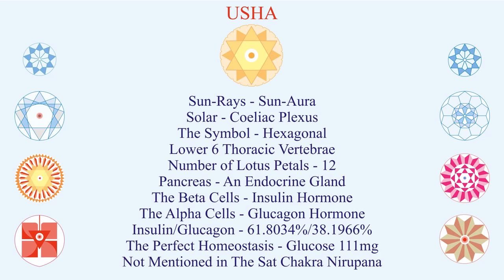Usha chakra has not been mentioned in the ancient texts, but I have brought it because it represents the sun rays, which are very powerful. Everybody knows that the sun is very powerful, but the effect of sun rays on human consciousness and life on earth is tremendous, and this center also plays with it. It is associated with the lower 6 thoracic vertebrae, and the number of petals is 12, and the endocrine gland is the pancreas, particularly beta cells and alpha cells, which maintain insulin and glucose balance to give perfect homeostasis of 111 milligram per 100 ml of blood. As I've said, it's not mentioned in Chakra Nirupana. This is my additional 7 plus 3 to 10. This is one of those 3 additional chakras which I'm talking about.